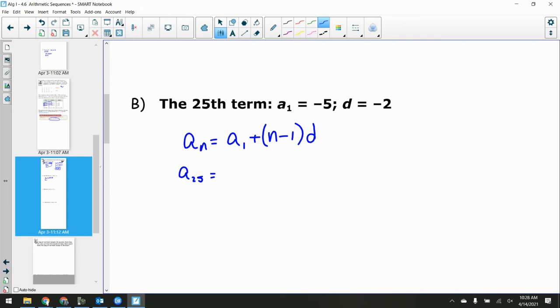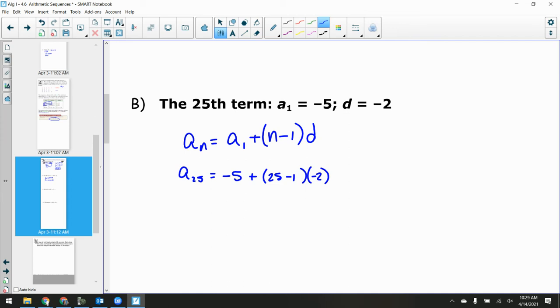Oh, yeah. Well, a1 is -5. And then n minus 1, we're looking for 25 minus 1. If you want to go ahead and just write that as 24. And then my d value is -2. Now, that means that this sequence is decreasing, right? This sequence is going down because my d value is negative.